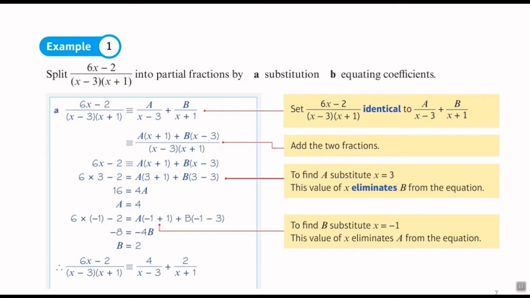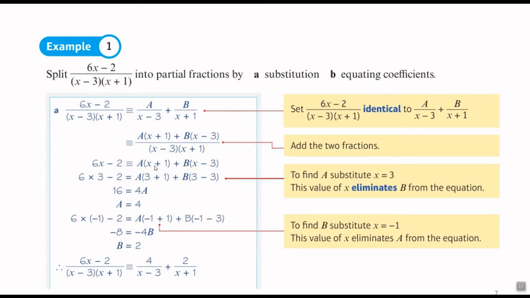So now what you have to do? You need to find the constants a and b. If you substitute x equal minus 1, what happens? Minus 1 plus 1 equal to 0. So then you can find b. If you want to find b, you need to substitute x equal minus 1. If you want to find a, you need to substitute x equal 3. If you substitute x equal 3 here, 3 minus 3 is 0. So then you can find a.